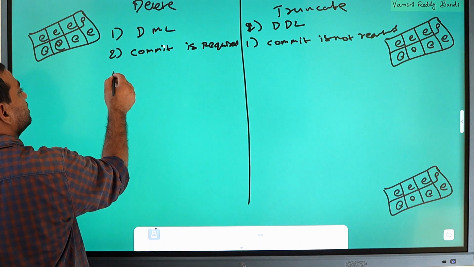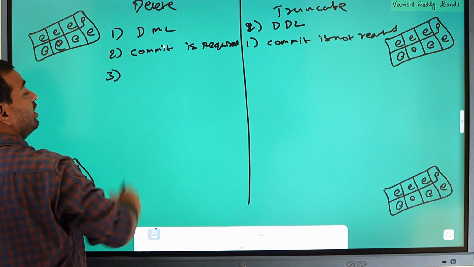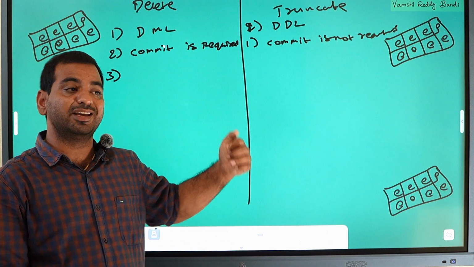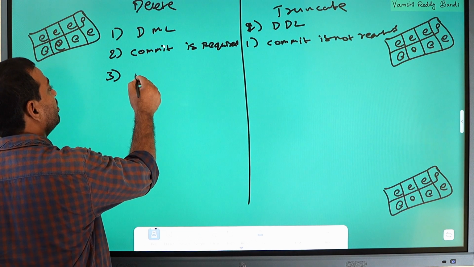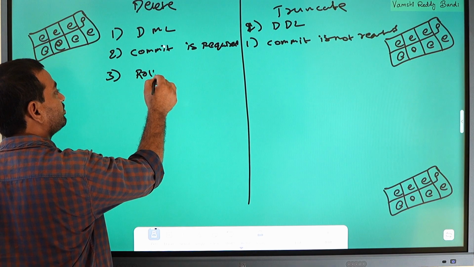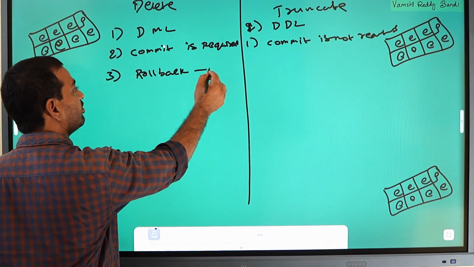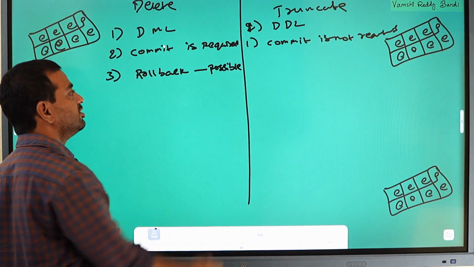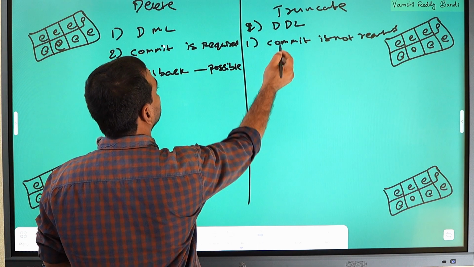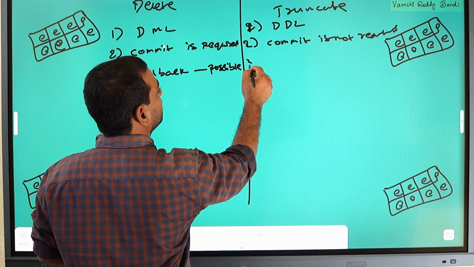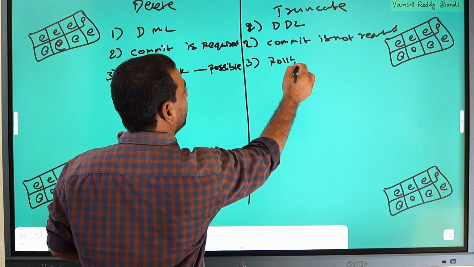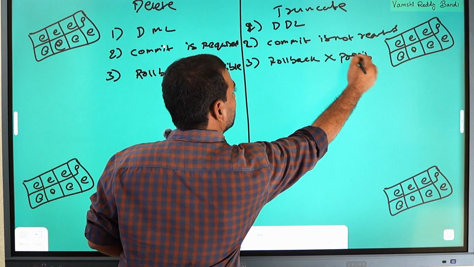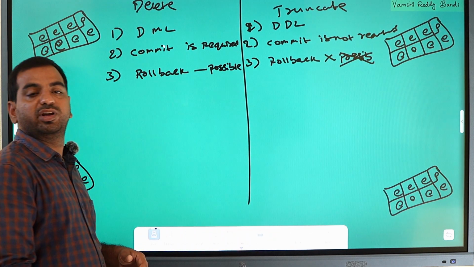As the commit is required here, you can either do a TCL with commit or you can even do a TCL with rollback. So rollback is possible, so you can restore the data. Whereas here, rollback is not possible. This is what I mean to say here.